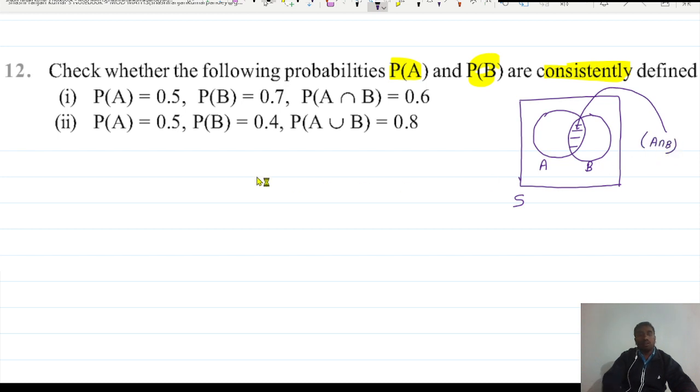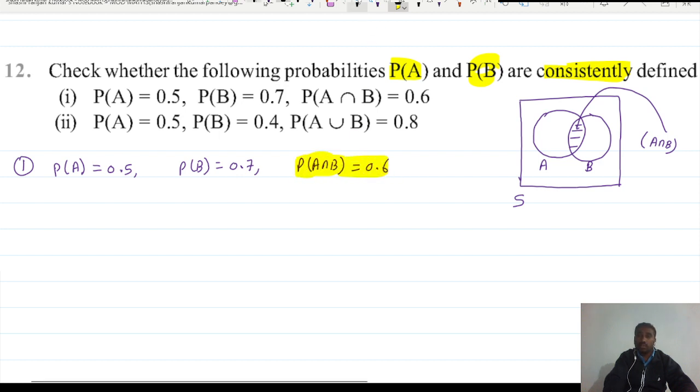Fine. So if we look at the values of the first one, the probability of A is given as 0.5. The probability of B is 0.7. And the probability of A intersection B is 0.6. Now see, here is the problem. If you look at this data, is it possible? Because A intersection B is the common value in A and B.